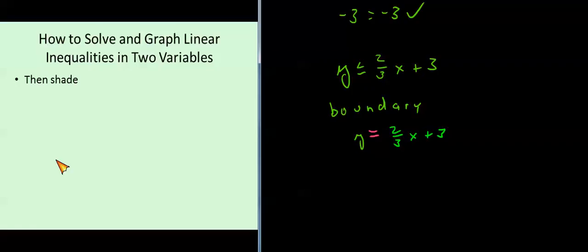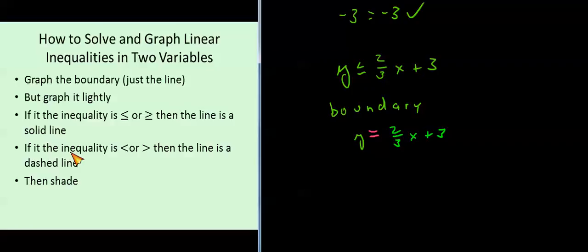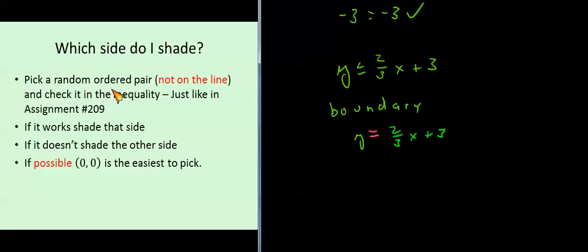Then we shade. That seems pretty simple. How do we shade? Pick a random ordered pair, not on the line, and check it in the inequality, just like in assignment 209. If it works, shade that side. If it doesn't, shade the other side. And the easiest thing to pick is 0, 0, unless it's on the line. So let's look at a quick example.